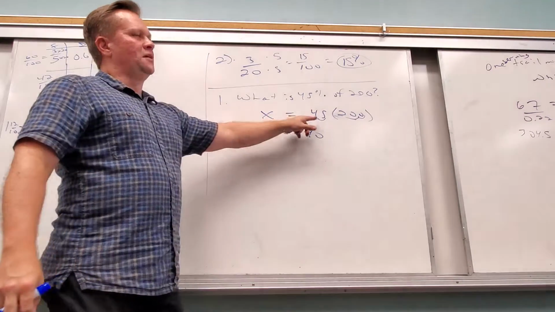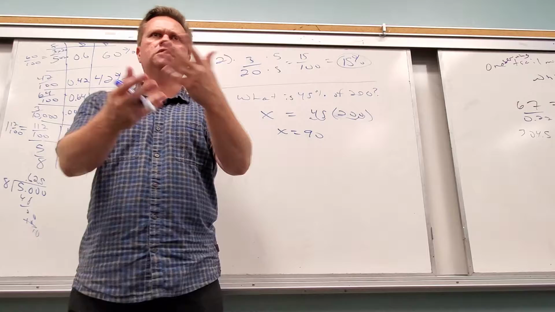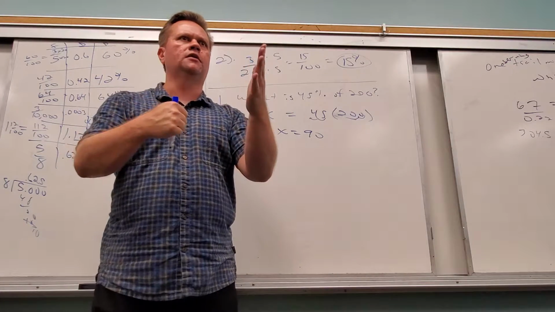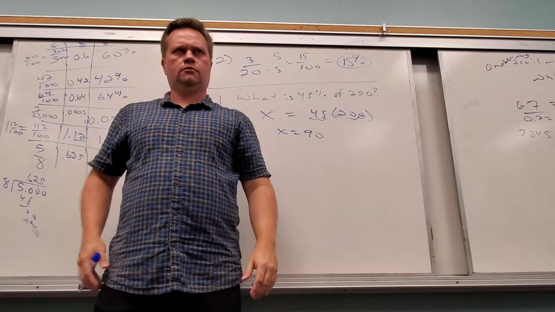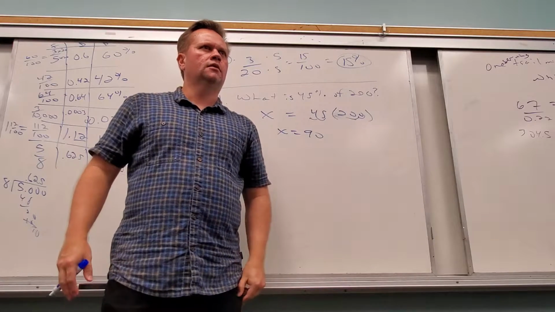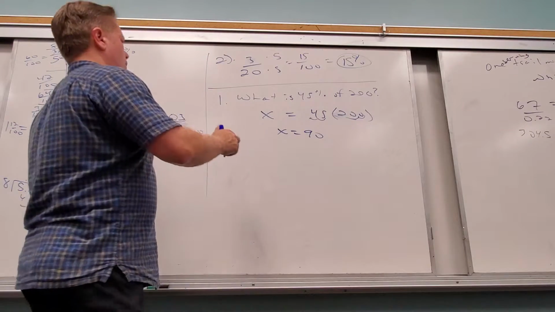Or another way to look at this, what's 45% of 100? It's almost by definition 45. So what's 45% of 200? Twice 45. 45 plus 45 is 90. I went way too complicated with that. All right.